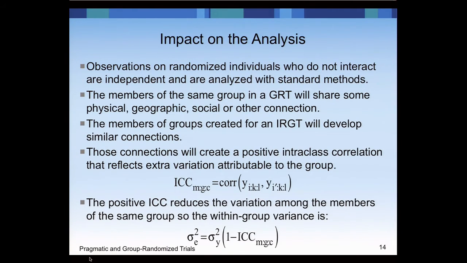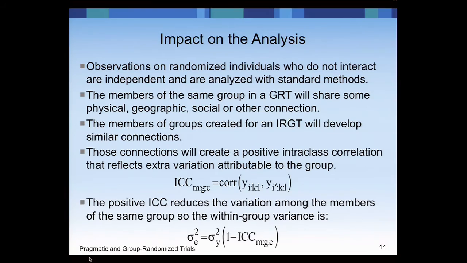The impact on the analysis is also important. In trials where we randomize individuals who don't have any interaction or connection post-randomization, those observations are independent. We can use the usual and familiar standard methods, like linear regression, logistic regression, analysis of variance, and so forth. Those are the methods that you all learned in your graduate courses. And those are fine as long as the individuals that we observe are not interacting with one another, don't share connections post-randomization. With group randomized trials and individually randomized group treatment trials, we do have post-randomization interaction, sometimes pre-randomization interaction, and so the usual methods can't be used in the same way.